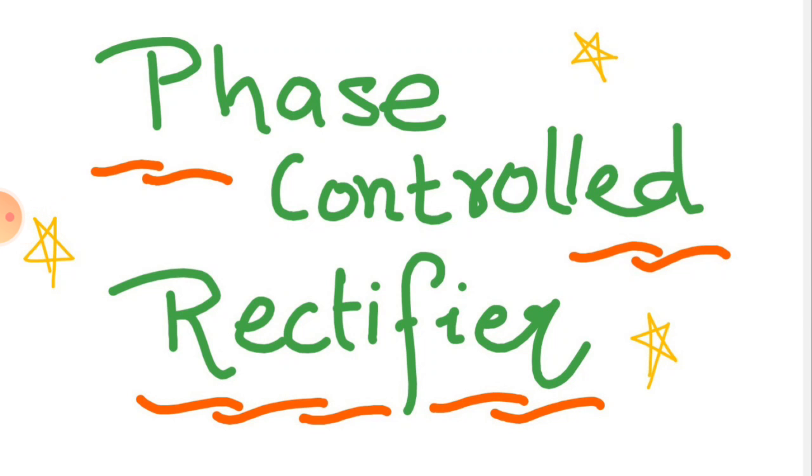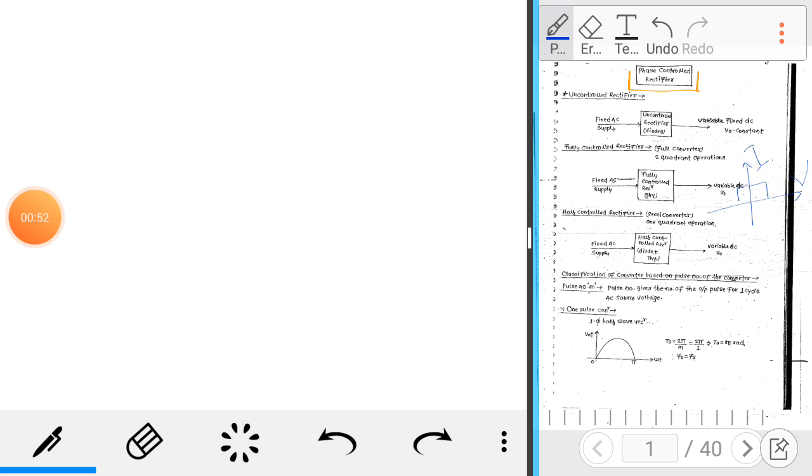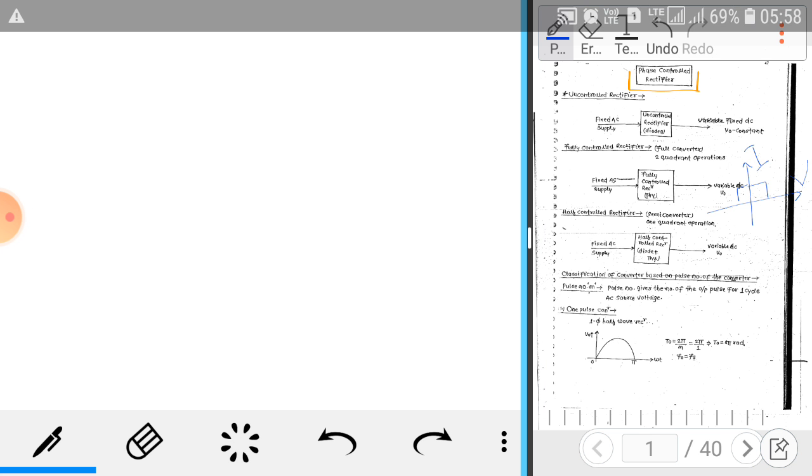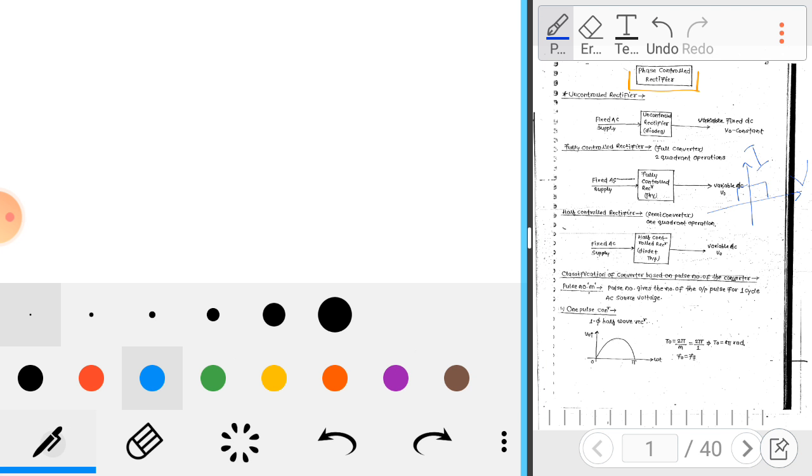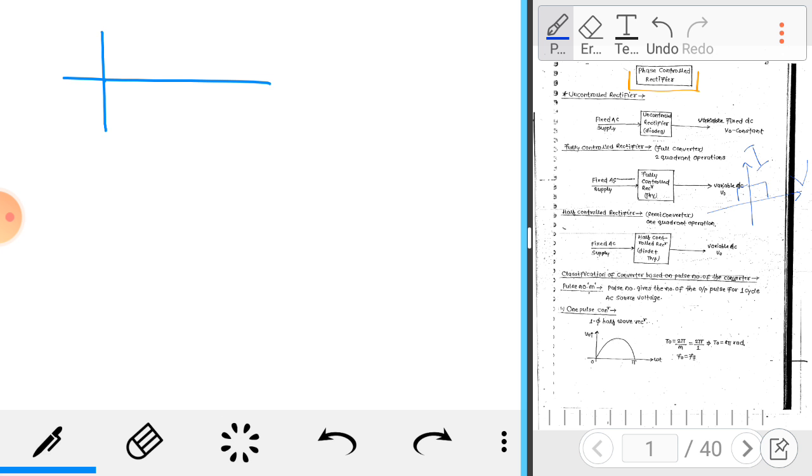What is a phase control rectifier? It is a rectifier in which phase control devices like thyristors are used to control the voltage magnitude when we convert from AC to DC. In a sinusoidal phase control rectifier, we are converting a sinusoidal waveform to a pulsating DC waveform.